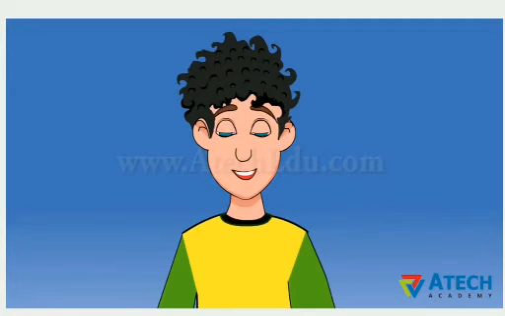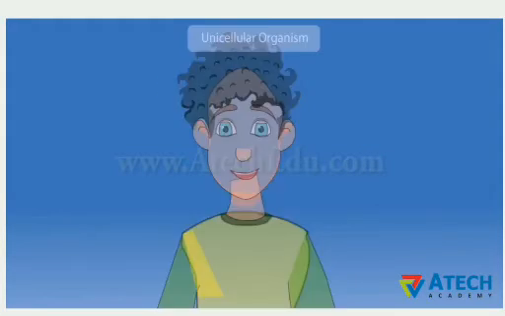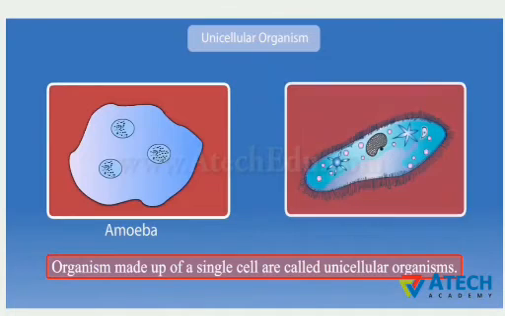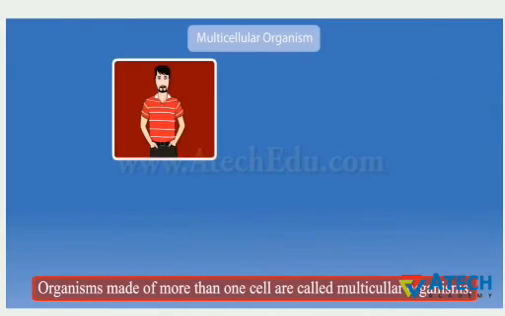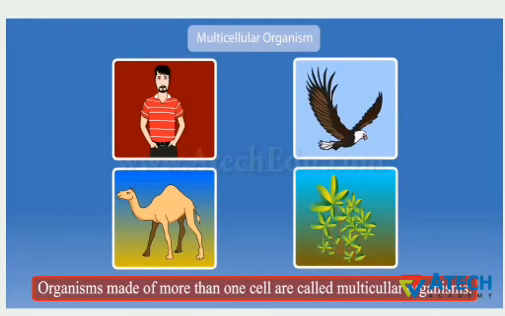Mom, do all organisms have the same number of cells? No, some organisms are made up of a single cell and they are called unicellular organisms. Amoeba and paramecium are examples of unicellular organisms. Some organisms are made up of more than one cell. They are called multicellular organisms. Human body, bird, animal or a plant are multicellular organisms.